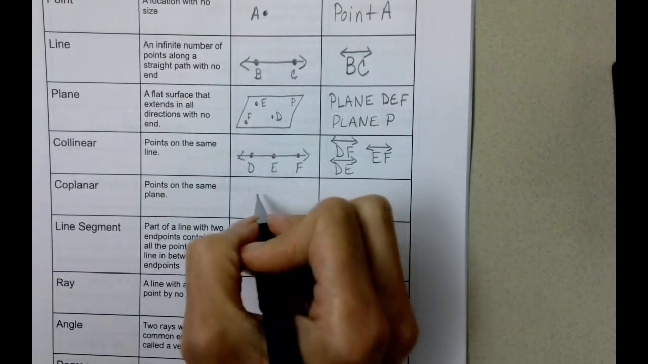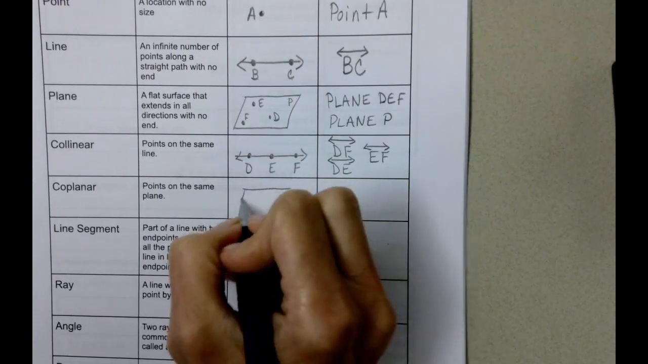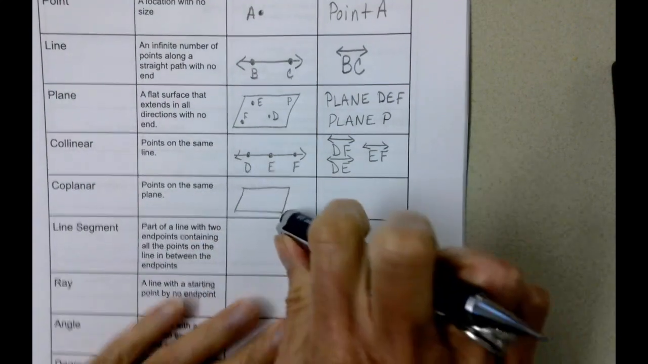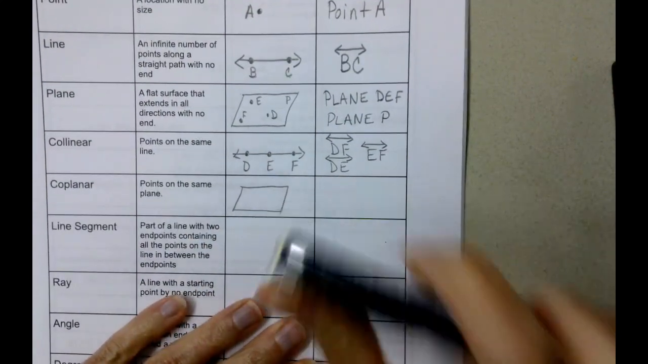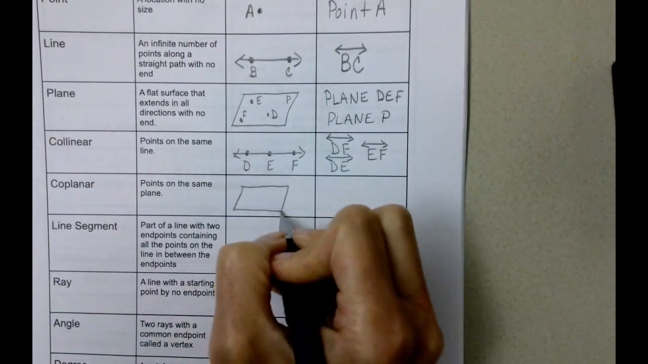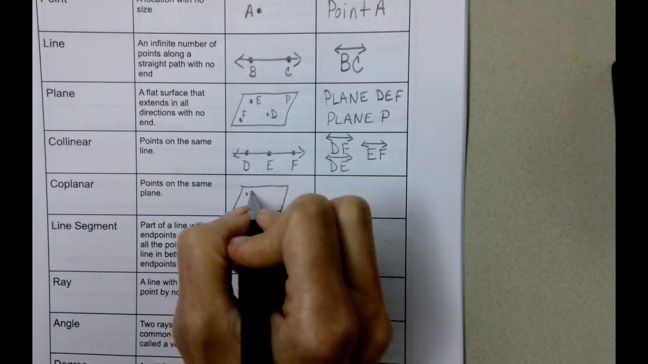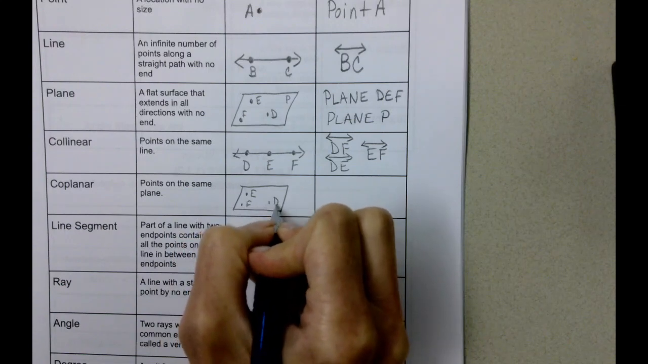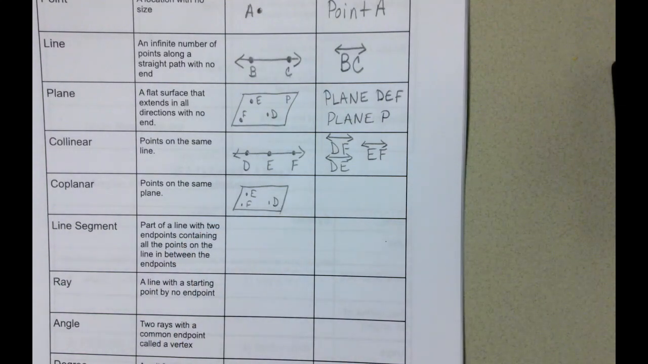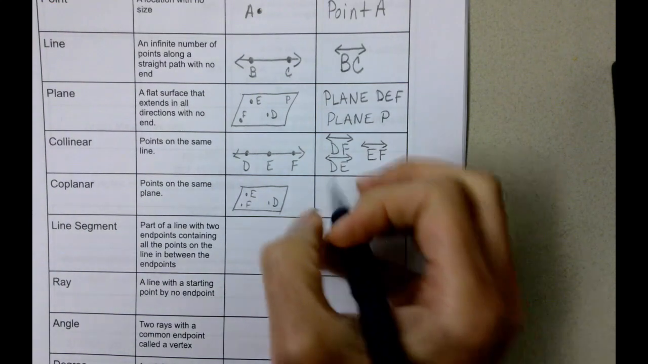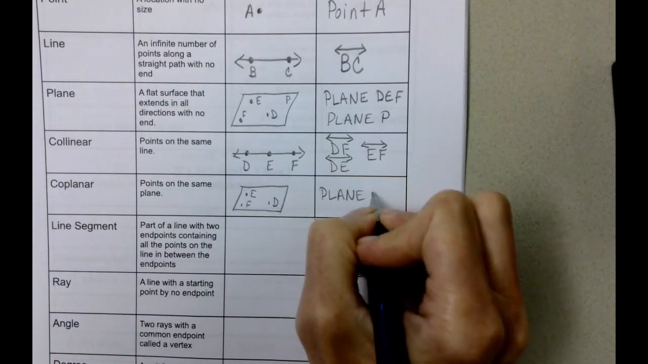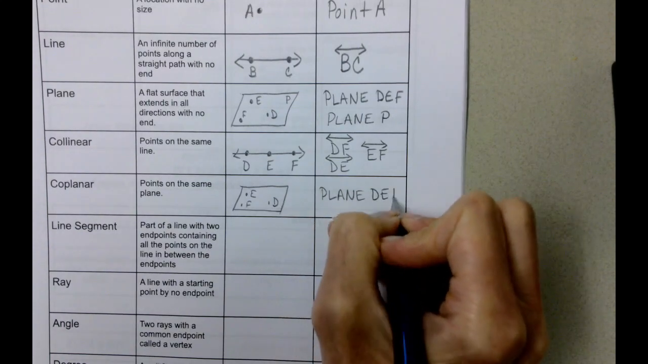Coplanar: we can use our same picture from above for the plane, and they are all points on the same plane. So the original ones that I put in here were E and F and D. Again, I am not familiar with the symbol for coplanar, but we can call this once again plane DEF.